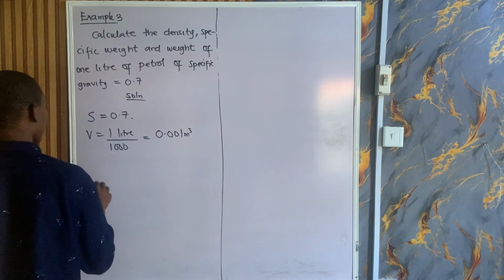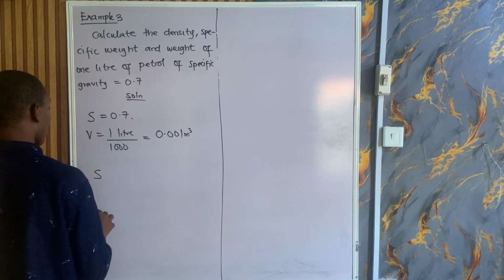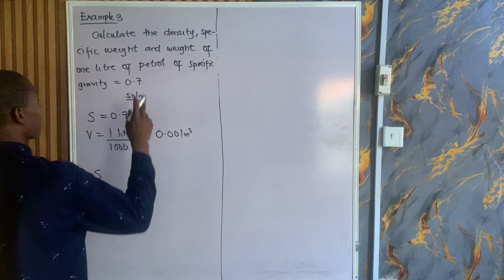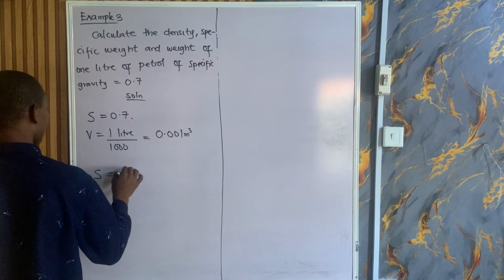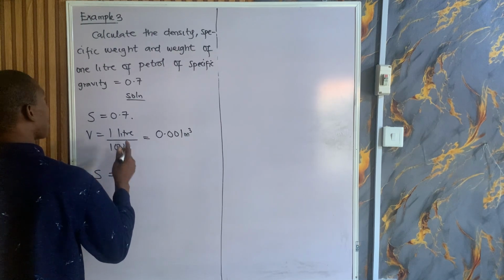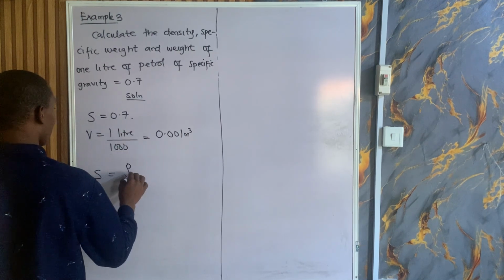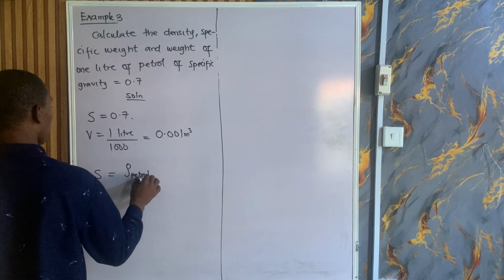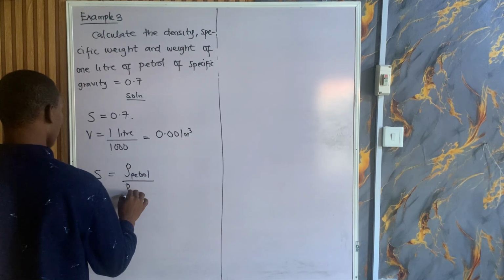Now we can say specific gravity. We are looking for the density first. You can say specific gravity is density of petrol over density of water.